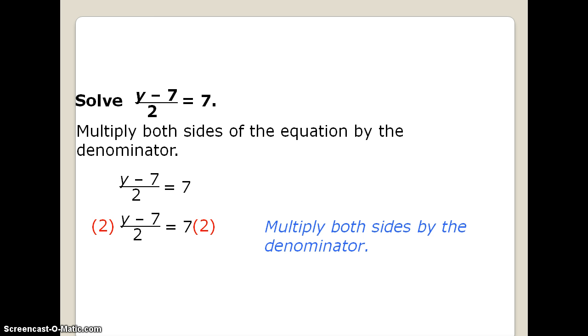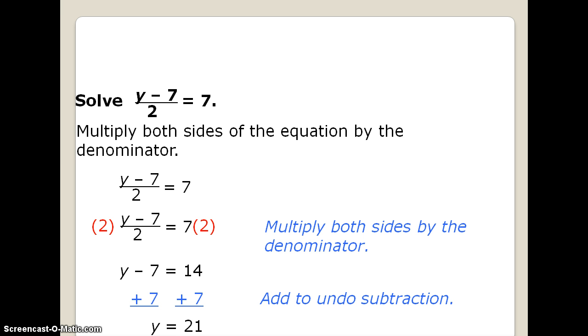The difference is that on the left side, we don't just have a y anymore, we have a whole numerator of y minus 7, and that remains because the 2's cancel anyway. So now y minus 7 equals 14. Now we add 7 to both sides, and y equals 21. When we go to check our answer, we plug 21 in. Because it's in the numerator, we have to do 21 minus 7 first, which is 14. Then 14 divided by 2 equals 7.